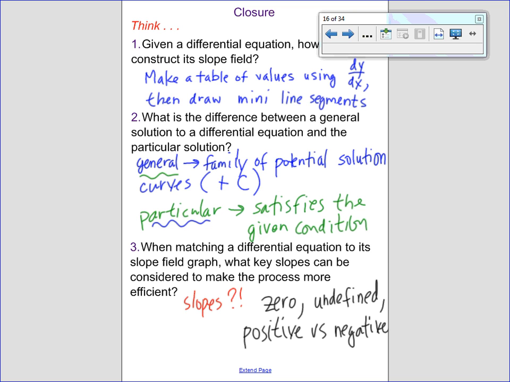Awesome. The last thing that I didn't say right there is if slopes are identical all the way across horizontally or identical all the way up and down vertically, you can pin down whether it just depends on x or y. Good job today, you guys.